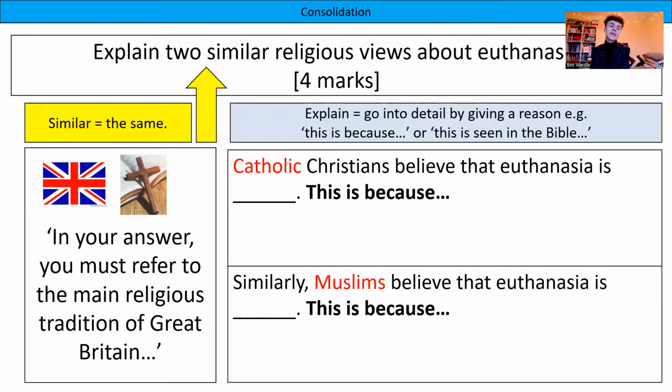So here's a little structure you could use. You could say Catholic Christians believe that euthanasia is always wrong. This is because, and then obviously give me your explanation, give me your detailed reason why they oppose it. And then obviously, similarly, Muslims believe that euthanasia is always wrong. This is because, and again, give me your reason, give me your developed explanation. And following that structure will secure you 4 out of 4.